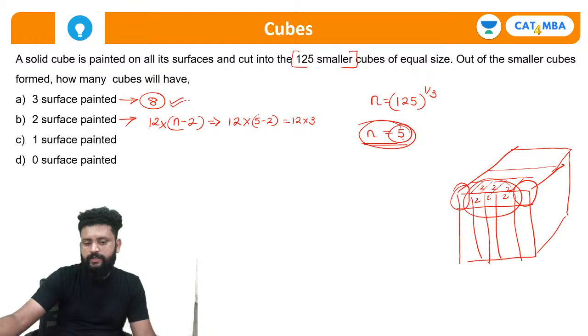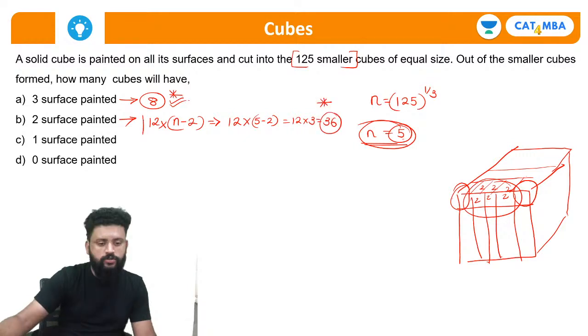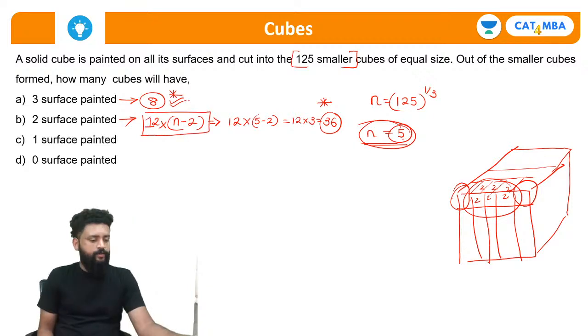Give me a thumbs up guys if you understand this part. If you understood this formula, 12 into n minus 2 is the number of cubes which will have two surface painted. Shubhankar, Nicole, all clear guys?